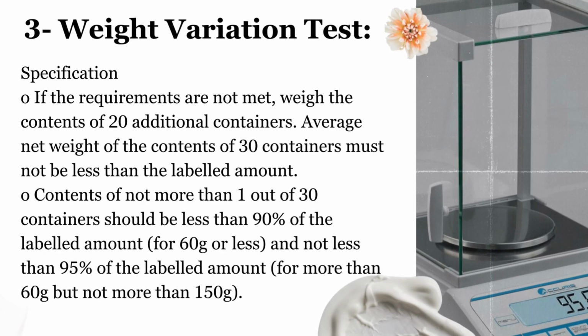If the requirements are not met, weigh the contents of 20 additional containers. The average net weight of the contents of 30 containers must not be less than the labeled amount. The contents of not more than 1 out of 30 containers should be less than 90% of the labeled amount for 60 grams or less, and not less than 95% of the labeled amount for more than 60 grams but not more than 150 grams.